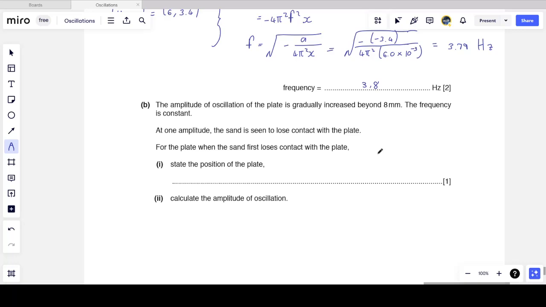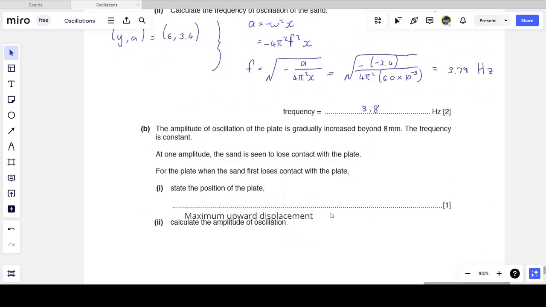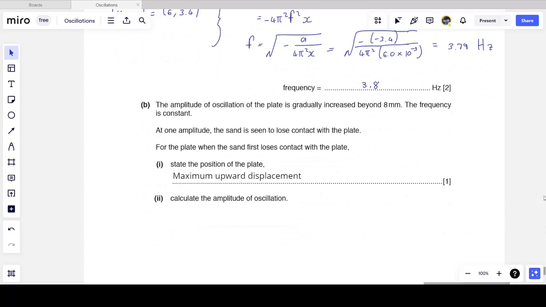And where does the plate suddenly move downward? Well, the plate suddenly moves downward at its maximum upward displacement. Or you could say the maximum highest position above equilibrium would also be acceptable. I'm going to say it's at the maximum upward displacement. So the plate begins to accelerate downwards, accelerates downward quicker than the sand can do so, and so it leaves the sand behind for a moment in time, and the sand loses contact with the plate. And so that point will be the maximum upward displacement.